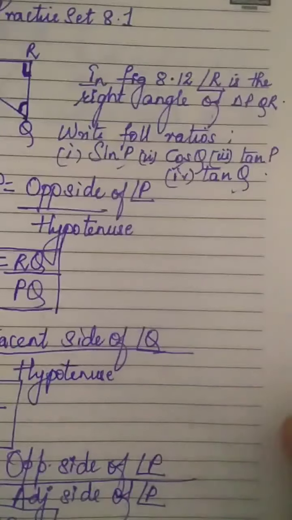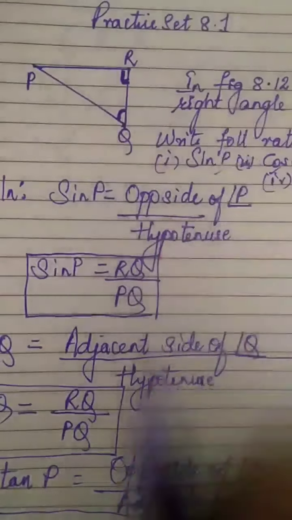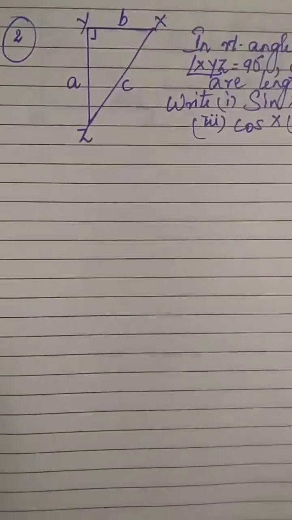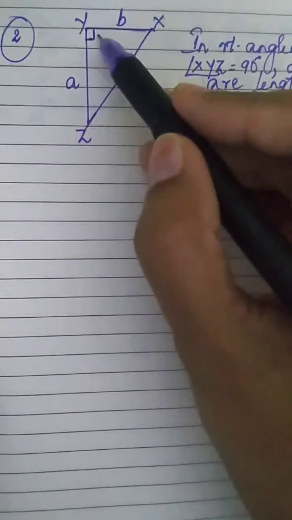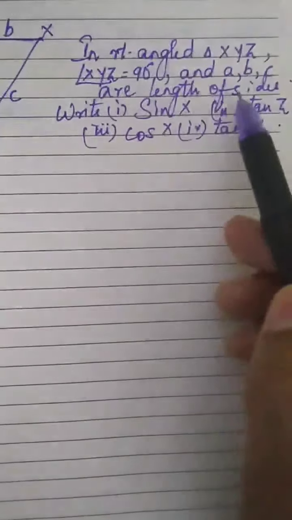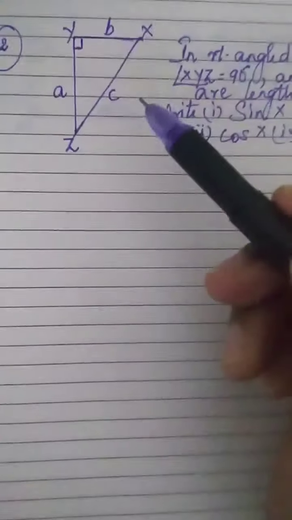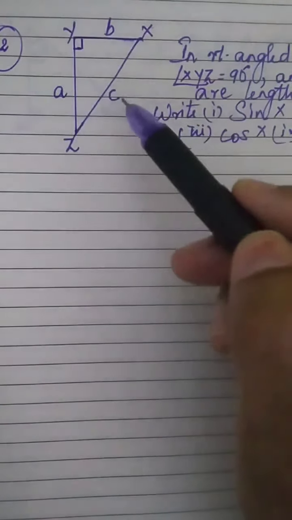Okay. So very easily and happily we solved the first sum of practice set 8.1. Let us move on to the next sum. Coming to the second question, same way we have a right angle triangle here. XYZ, angle Y is a right angle, 90 degrees mentioned, and A, B, C are the lengths of the sides. YZ is A, XZ is C, and YX or XY is B.